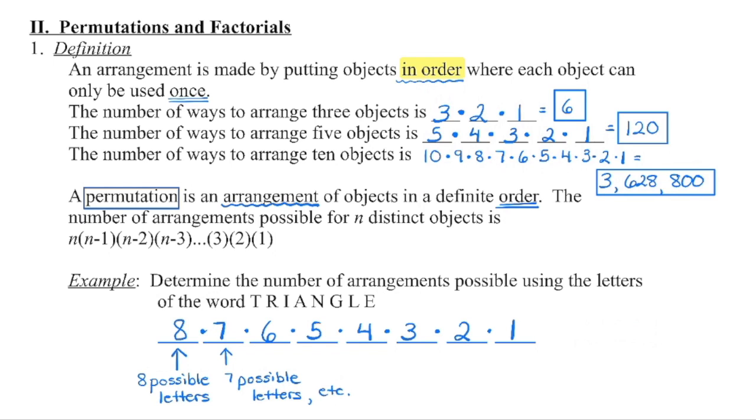And then grab your calculator. If we multiply 8 times 7 times 6 times 5 times 4 times 3 times 2 times 1, we are going to end up with the number of arrangements, 40,320 different arrangements if we arrange all 8 letters in the word triangle.